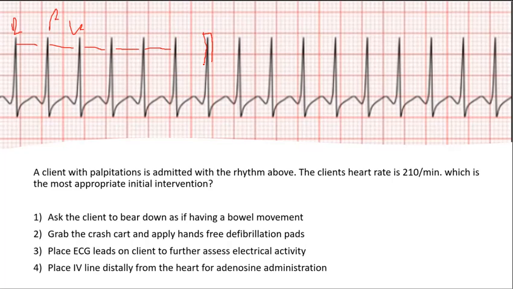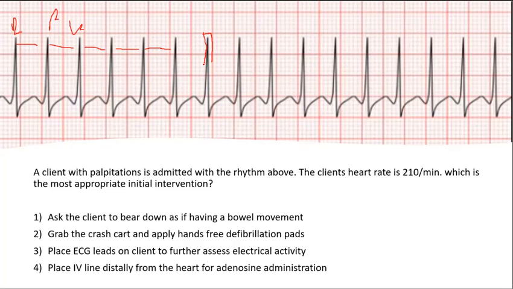Remember, if the QRS complex is narrow, we know that the impulse that is generating that QRS complex is coming from above the ventricles. So that's why you will hear terms like supraventricular. Supra means above, so above the ventricles. Again, we said this reading was fast. So this would be a supraventricular tachycardia.